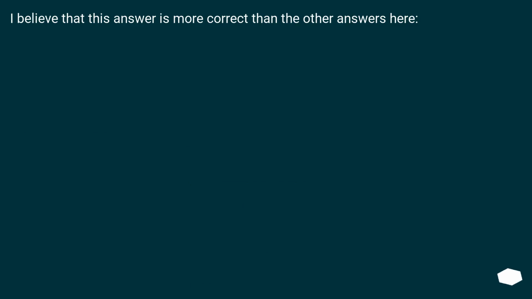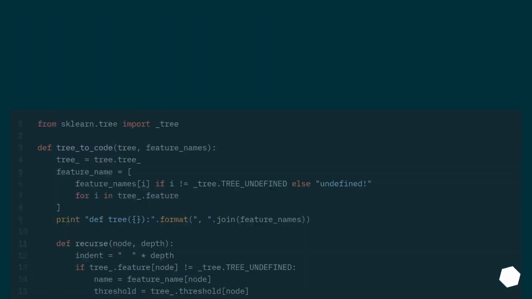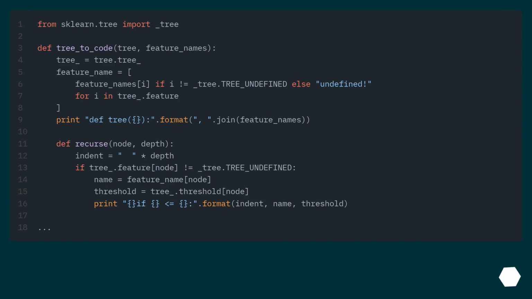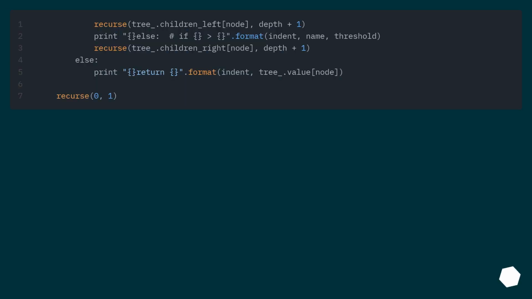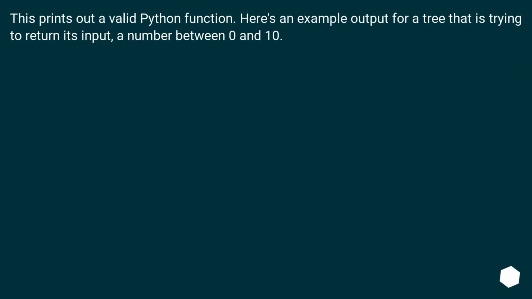I believe that this answer is more correct than the other answers here. This prints out a valid Python function. Here's an example output for a tree that is trying to return its input, a number between 0 and 10.